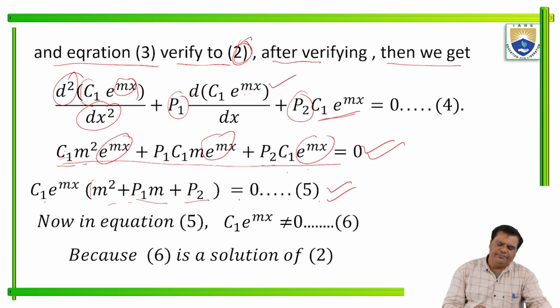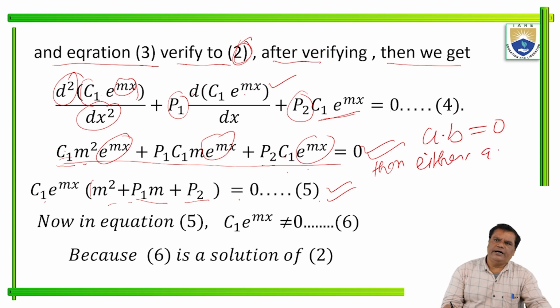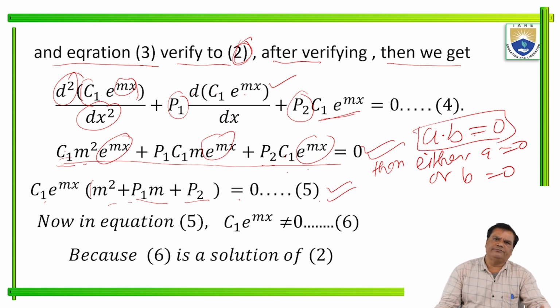Now in equation 5, c1 e to the power mx times this. One formula is: a dot b equal to 0, then either a is 0 or b is 0. This is the formula. There are only two numbers, and the multiplication of two numbers is equal to 0, then either the first number is 0 and the second is not, or the second is 0 and the first is not. This property is always verified in multiplication. So here two numbers, one is this one, other is this one, and the multiplication of both is equal to 0 here.